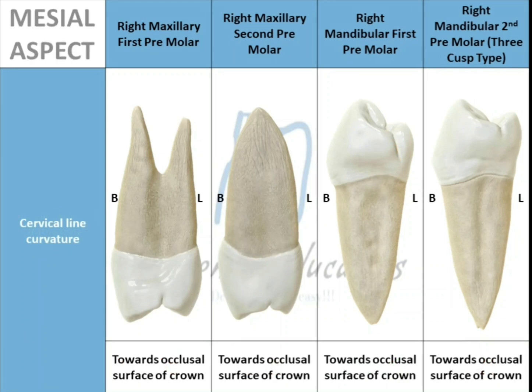Finally, on observing the cervical line curvature from the mesial aspect, the cervical line curvature is towards the occlusal surface of the crown for both maxillary first premolars and maxillary second premolars. Similarly, the cervical line curvature for the mandibular first premolars and mandibular second premolars is observed towards the occlusal surface, as marked by the arrows in the images below.